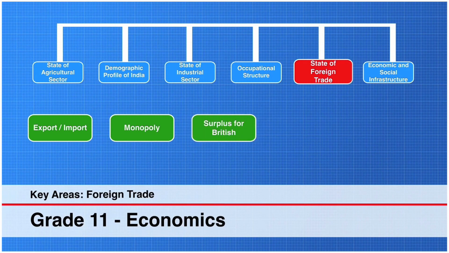So what can we say in summary? Foreign trade in India at the eve of independence was basically entirely controlled by the British, with India exporting raw materials and importing finished products, while whatever gains India did make were just used to fund British endeavors.